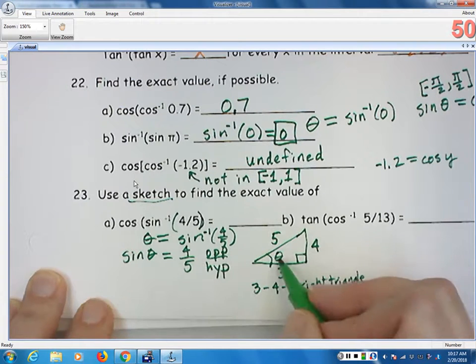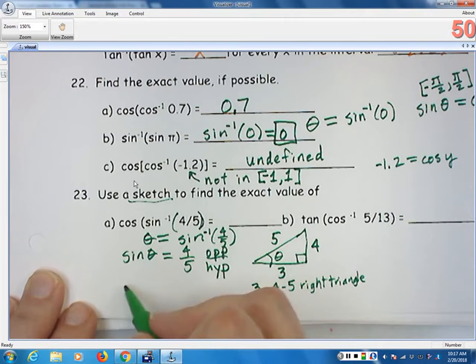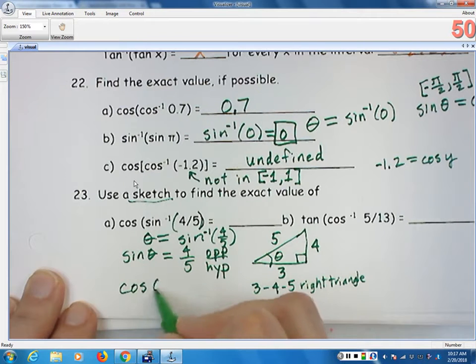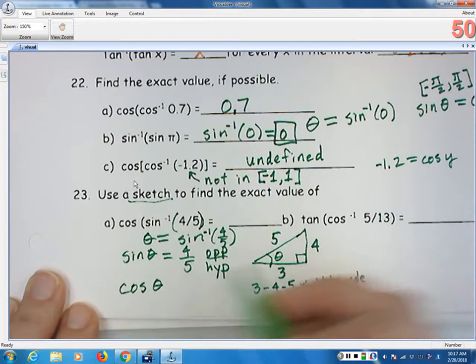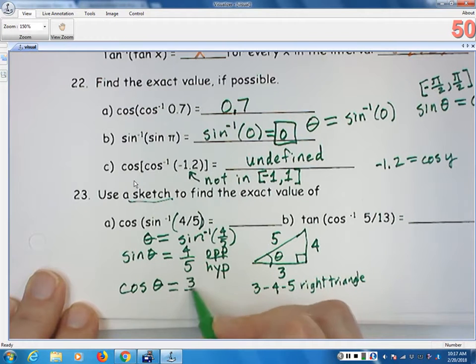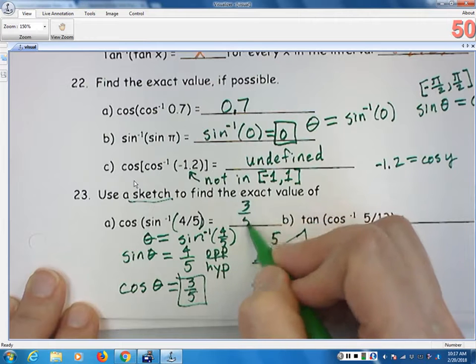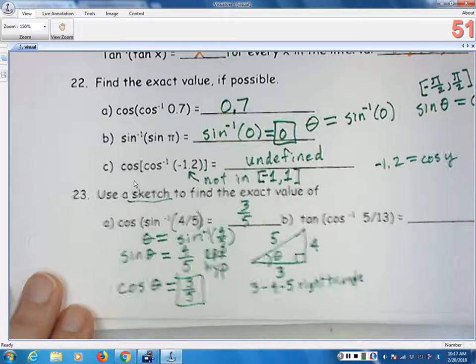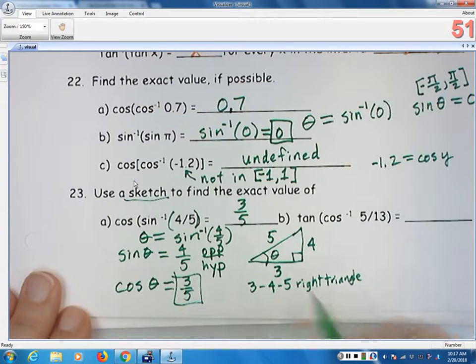So here's theta. Now we need to find cosine of theta. Cosine is adjacent over hypotenuse, which is 3/5. So we get an answer of 3/5. We never had to find theta. We just had to draw the angle and figure out the 3.